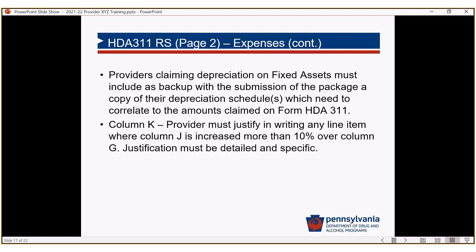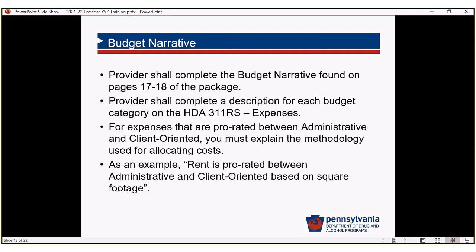But where you see any specific line items that are over 10%, you should be providing justification to the SCA as to why. That can be done either through an attachment that you add on, or you can note that in your budget narrative page. Speaking of the budget narrative, included in the package is also a budget narrative that you can find on pages 17 and 18 of the package.